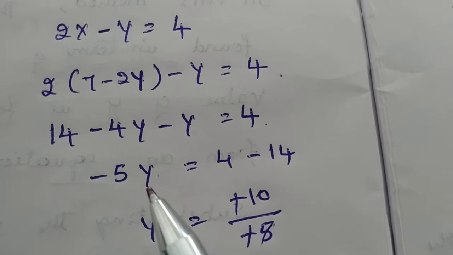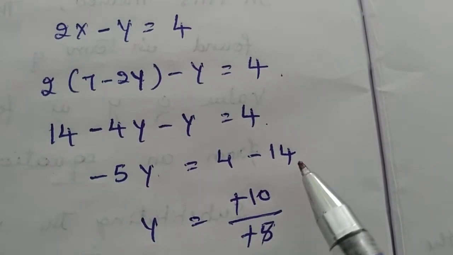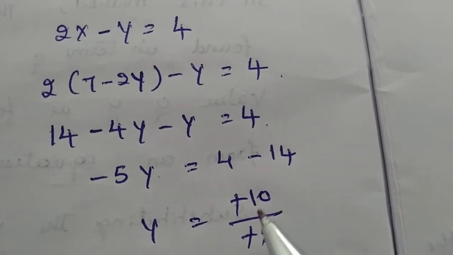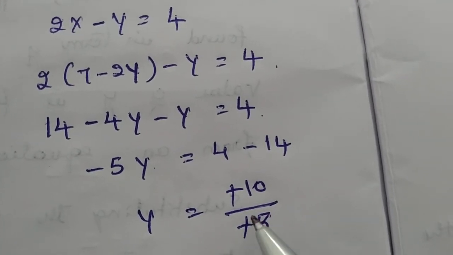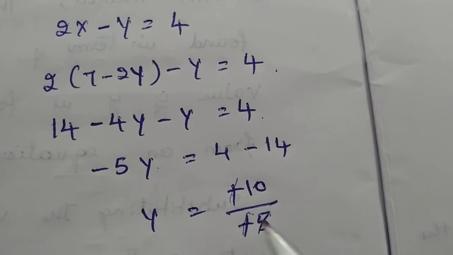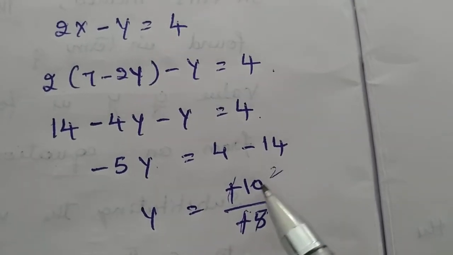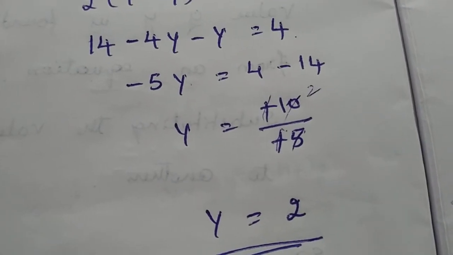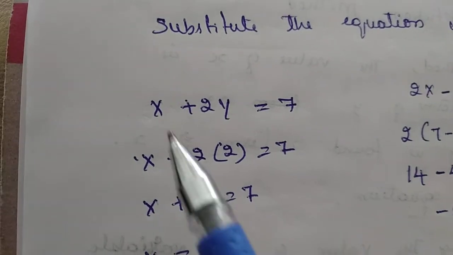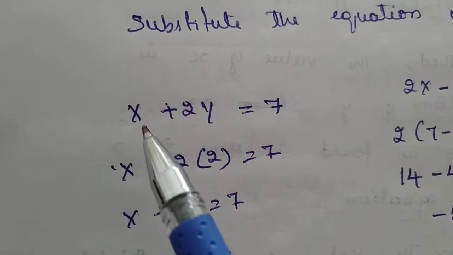Therefore minus 5y is equal to minus 10. Then y is equal to minus 10 over minus 5. So we have cancelled this minus. So 5 ones are 5, 5 twos are 10. So what is the value of y? It is 2. Let us find out the value of x by taking the first equation.